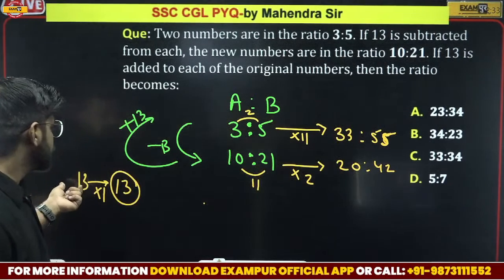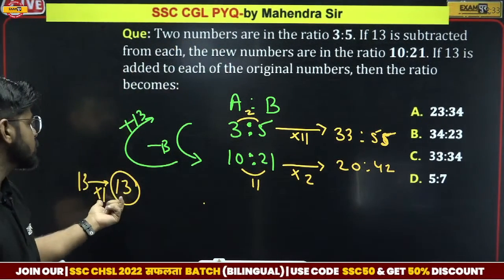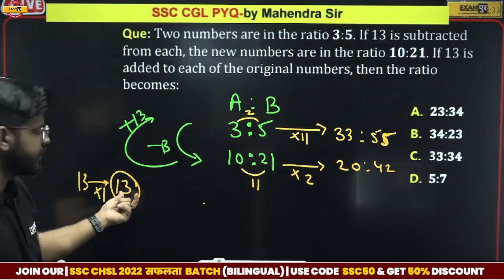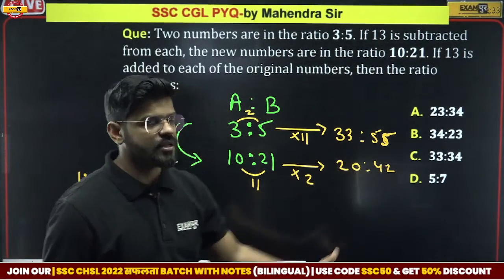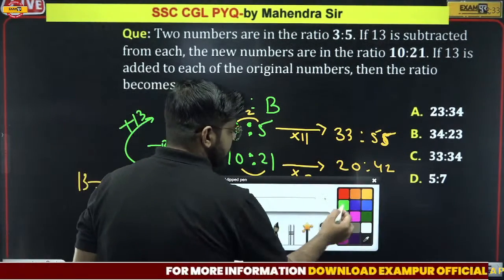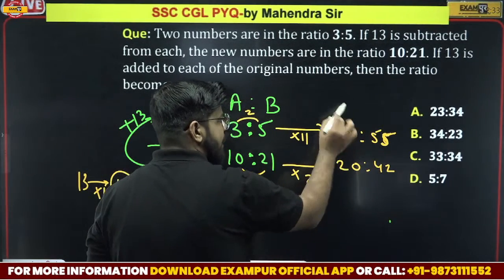The difference is 13 units, and we saw that the 13 is also the original thing. We have subtracted, so my multiplying factor is 1. That means we have original values here. So these values we are getting after subtracting 13. Now we have to add 13 to this.